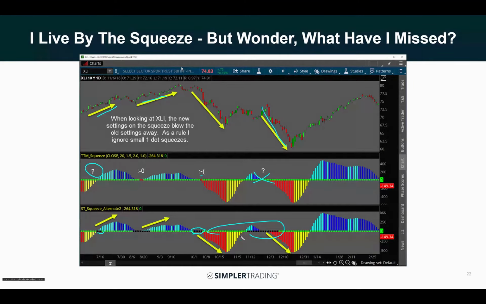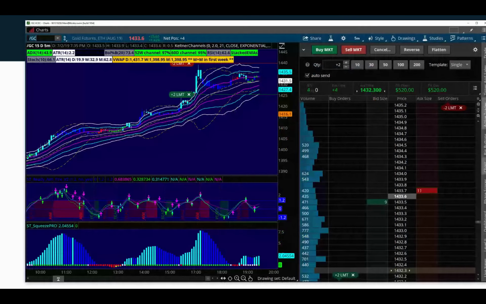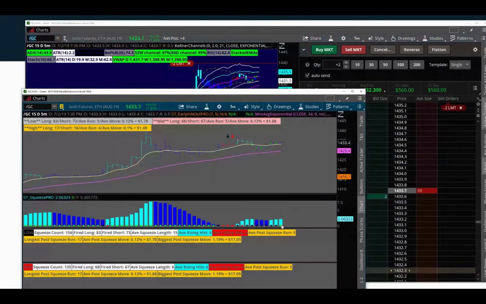Okay. So the 5-minute squeeze on gold has fired long. All right. So let's come back and take a look at that here. So you got the squeeze firing there. Let me see if I'll get this one over here too, because it's a little easier to see. So the squeeze is starting to fire. So let's see here if this thing can get a little bit more action.